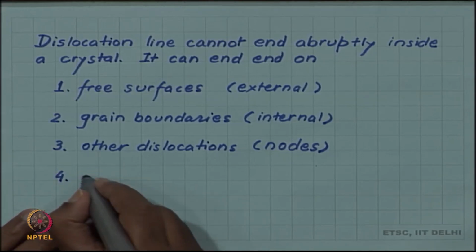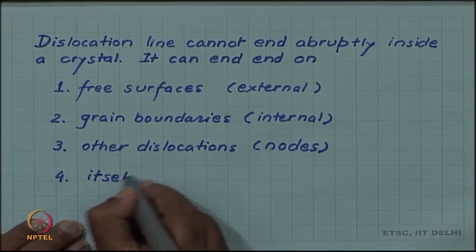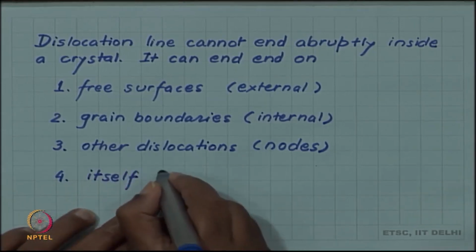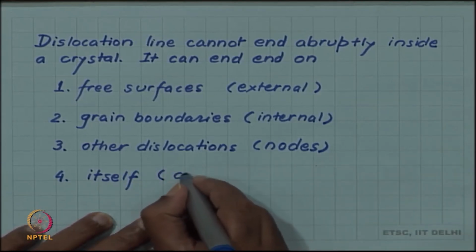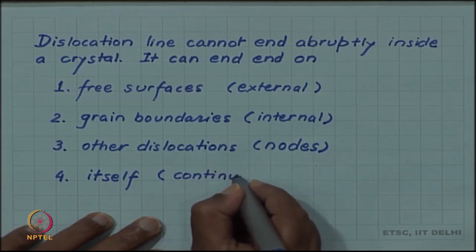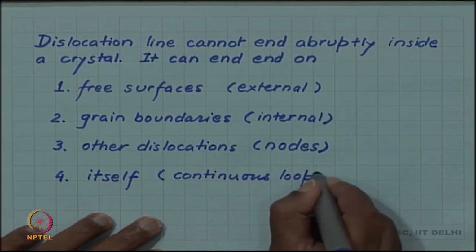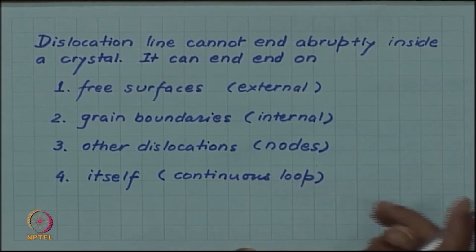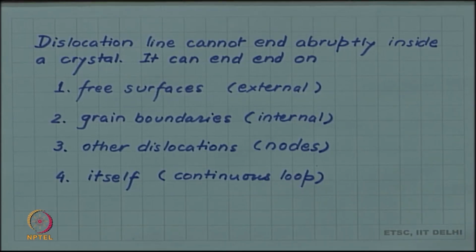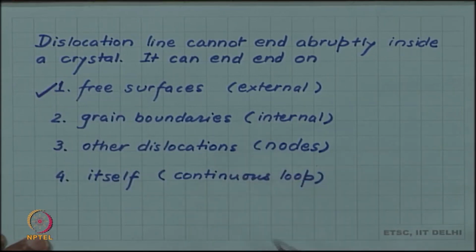Or it can end on itself. Ending on itself really means that there is neither really a start nor an end, it forms a continuous loop. So, it is not a line with a start or an end, but it forms a continuous loop. We have already seen that it can end on a free surface. These other configurations we will be looking at in the coming videos.